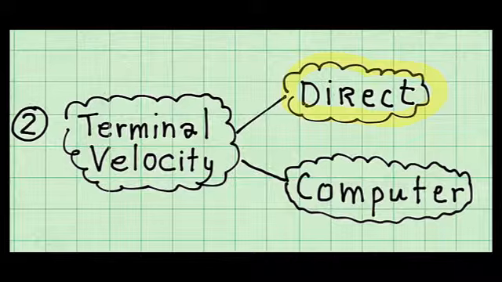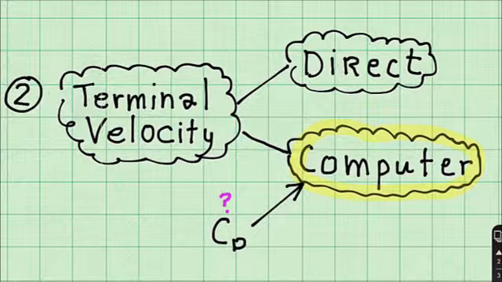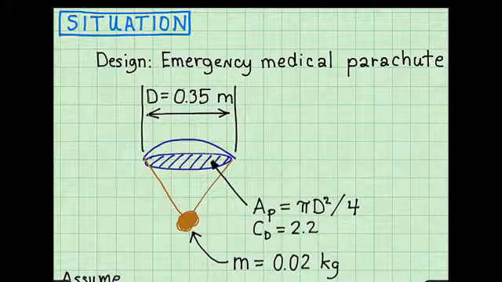However, many terminal velocity problems require a computer solution or an iterative solution using the method of successive substitution. These types of solutions tend to occur when the coefficient of drag is not specified as a problem parameter. That concludes this solution.